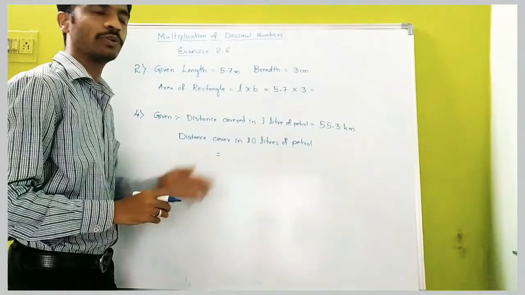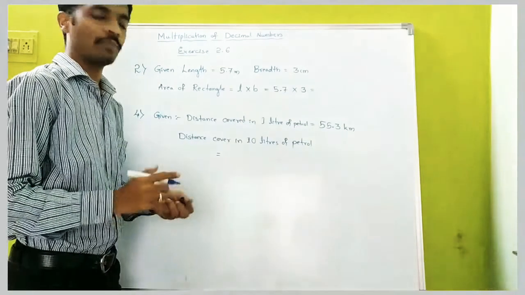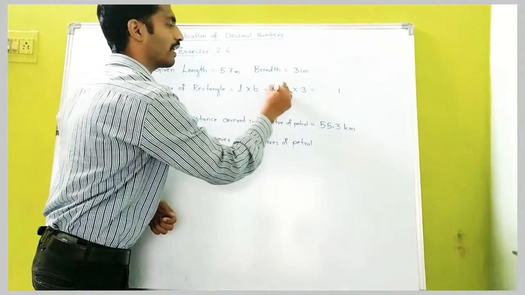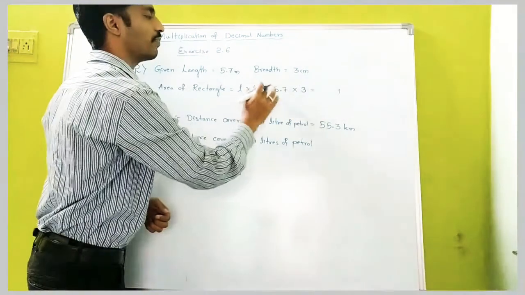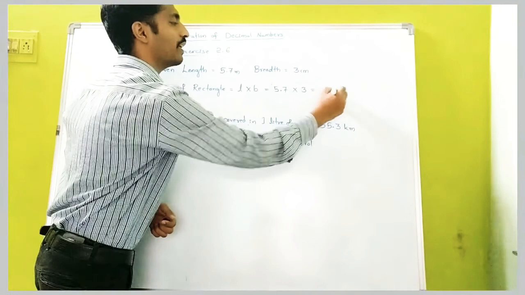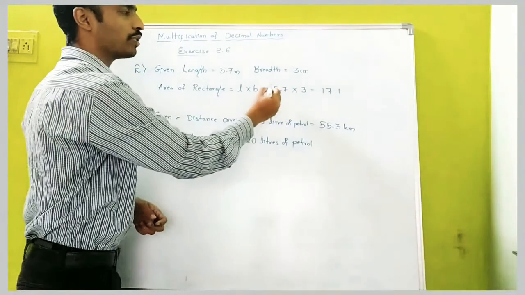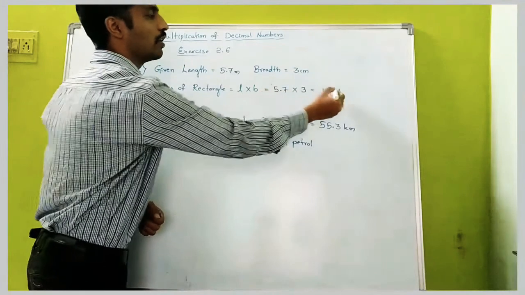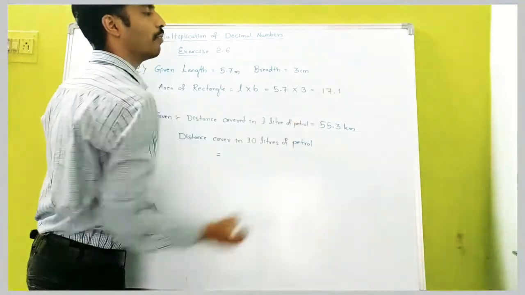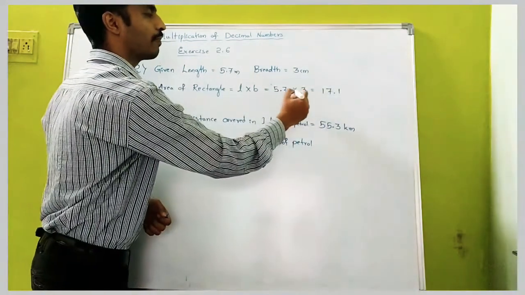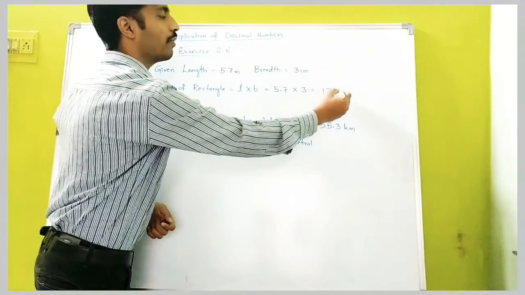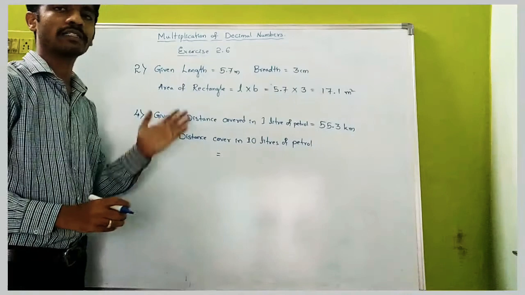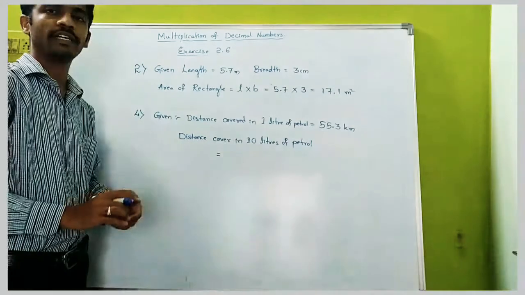Okay. So what you have to do? It is a decimal, it is a whole number. First you multiply it. 3 7s are 21. Carry 2. 3 5s are 15. 15 plus 2, 17. So after how many numbers we have to put the point? After 1 number, because here after 1 number there is a point. So after 1 put the point. So it will be 17.1 meter square is our answer for the area of the rectangle.